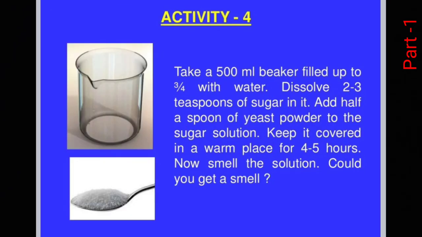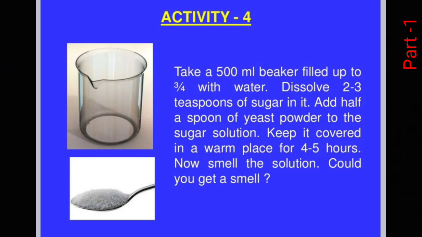Okay, now coming to activity 4, you have to take a 500 ml beaker. You can see in the picture, this is a 500 ml beaker, and you have to fill it with about 3/4 of water. Then dissolve 2 to 3 teaspoons of sugar in it and add half a spoon of yeast powder to the sugar solution. Means you have to take water in a beaker, then add sugar into it, and after that add yeast powder into it. Then keep it covered in a warm place for at least 4 to 5 hours.